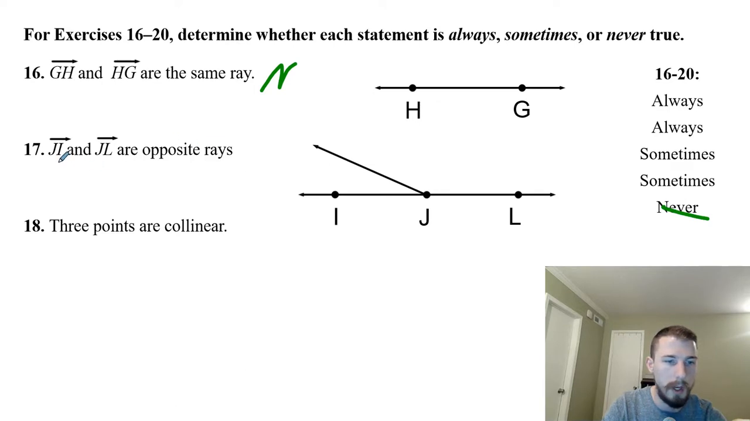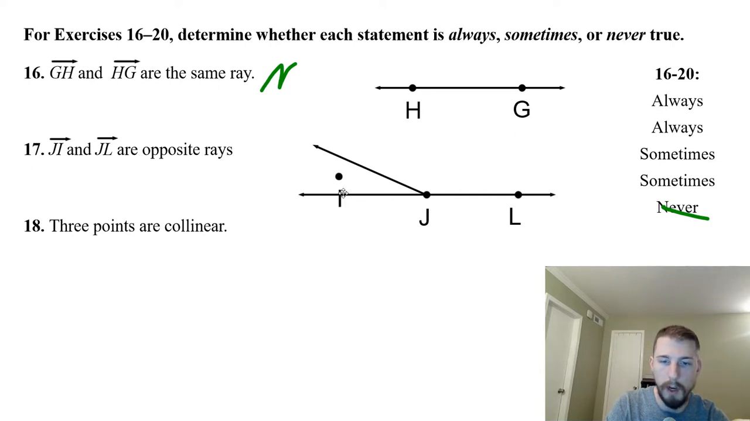So what about ray JI and ray JL? Are they opposite rays? Well, they do both start in the same place. They both start at J, so it's got something going for it. But does it have to necessarily be opposite rays? Well, just from the description, JI and JL, unless I knew that I, J, and L were collinear, then I would know. But I don't know if I, J, and L are on the same line. So right now, JI and JL are opposite rays.